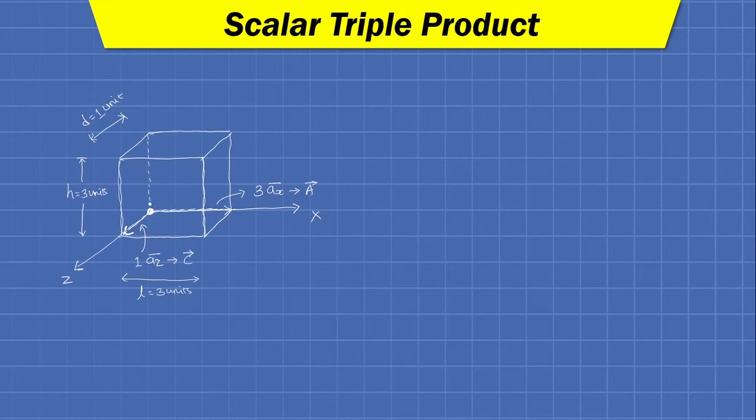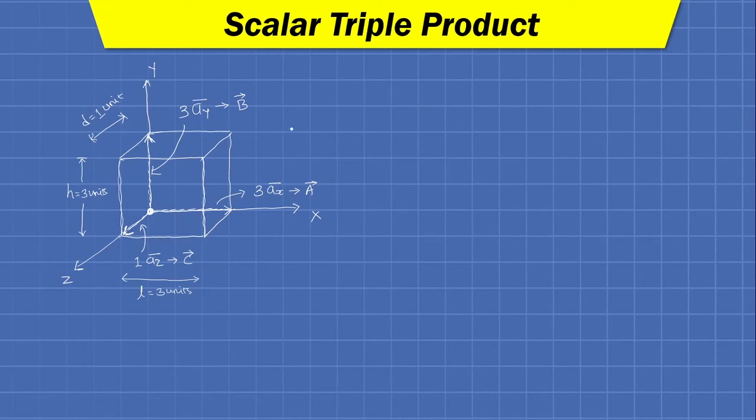And let us now represent the height of this parallelepiped on the vertical axis, or y-axis. What will be the length of this vector? This vector has a length equal to the height of the parallelepiped, that is 3. What is the direction? In the y direction, so 3 ay bar. And let us say this is our second vector b bar.